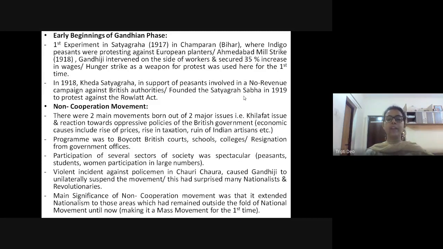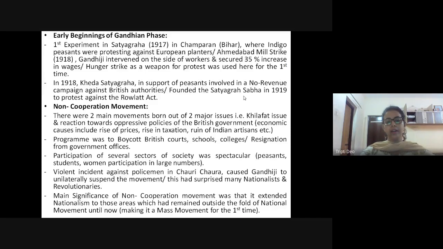For the first time, the vastness of the movement brought about by the non-cooperation movement of Gandhi was phenomenal. Violent incidents against policemen in Chauri Chaura caused Gandhiji to unilaterally suspend the movement. As I told you, Gandhi was very strict about some principles that he had formulated for India. And these were things that he lived his life by.